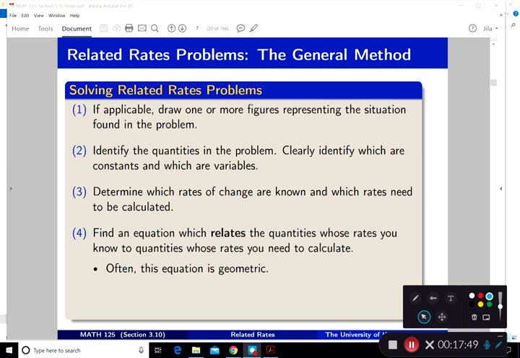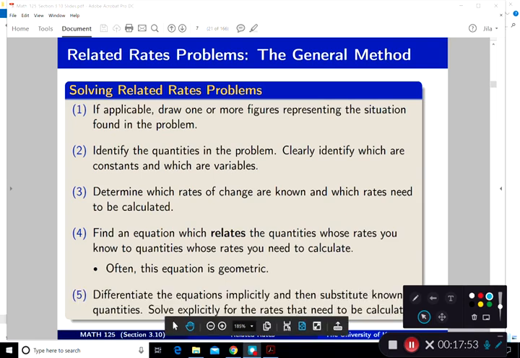These equations are often geometric, especially in calculus when we discuss them. In other areas, like in business, they may not be quite geometric, but you may see other applications. And then you differentiate the equations implicitly, and then you substitute the known quantities and rates of change, and you'll find the rate of change that the problem is asking you to find.